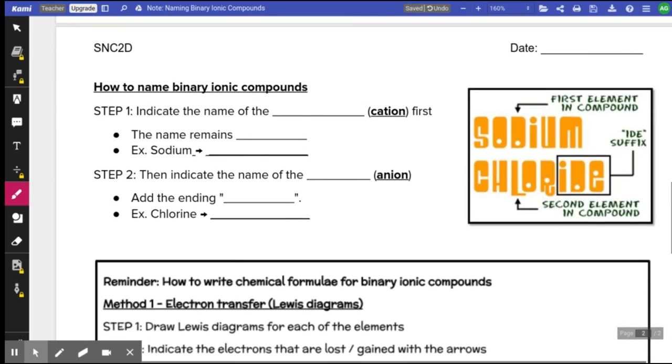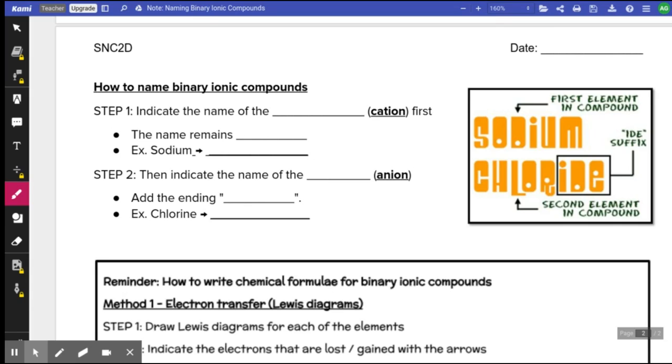All right, how do you name these things? How to name binary ionic compounds. These are your run-of-the-mill compounds: a metal and a non-metal, so two different elements present. Not necessarily 2 atoms. It can be more than 2 atoms, but it's 2 elements, a metal and a non-metal. How do I name it?